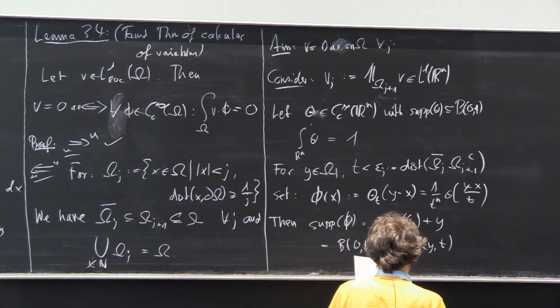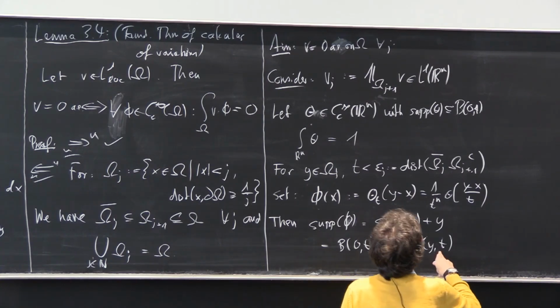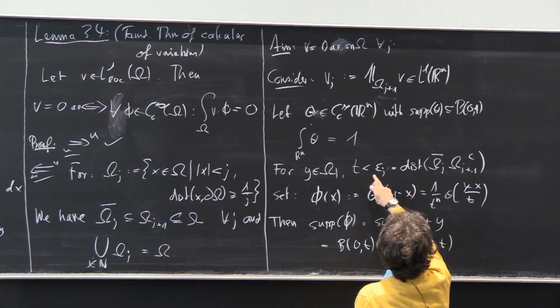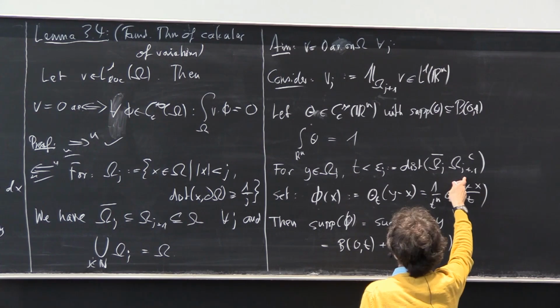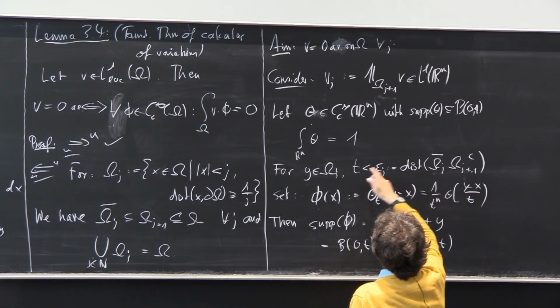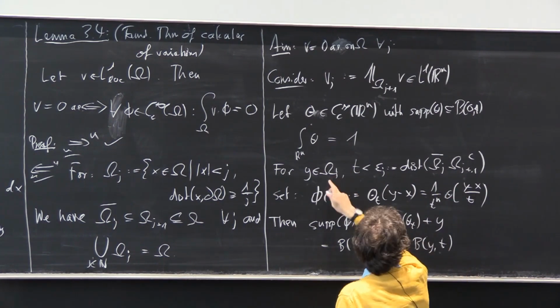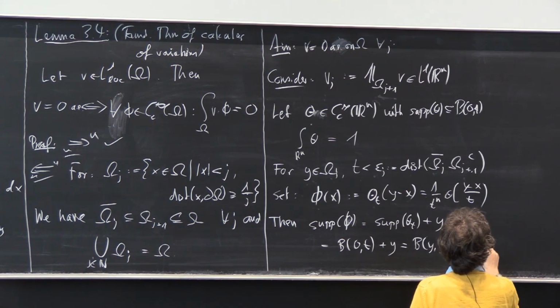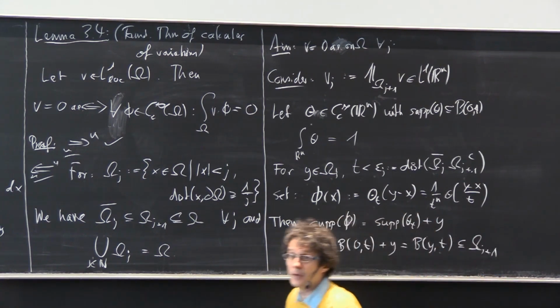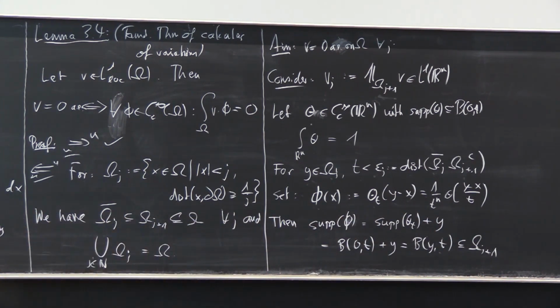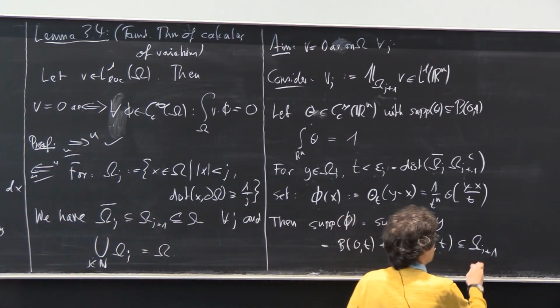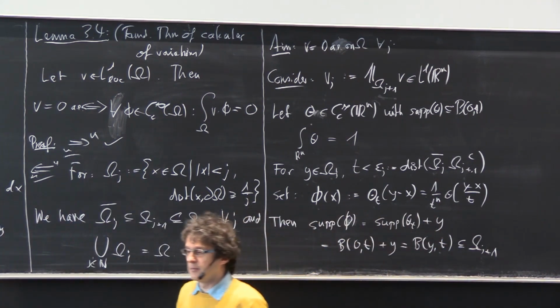Okay, and t is less than the distance of omega j bar to the complement of omega j plus 1. So y is in omega j, so this is contained in omega j plus 1, because y has a distance of more than epsilon to the complement of omega j plus 1. t is less than epsilon j, so we are still in the next bigger set.